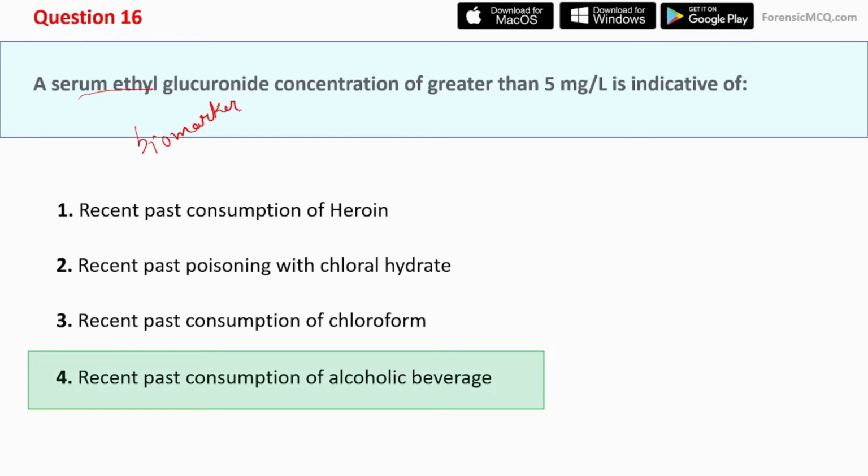It is used as a biomarker for the identification of alcohol consumption, and when its concentration is more than 5 milligram, it is an indication of moderate to heavy drinking.